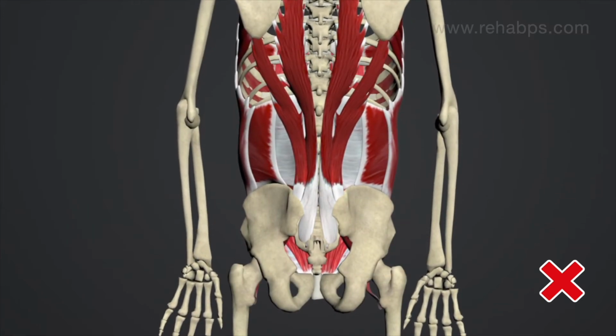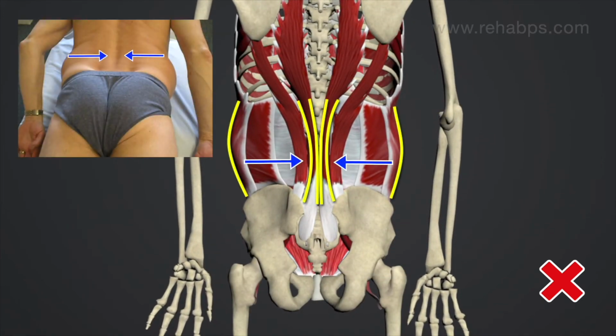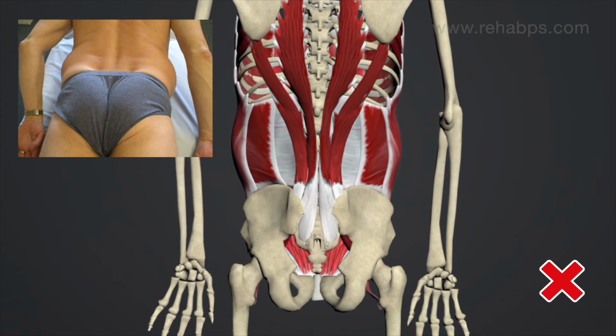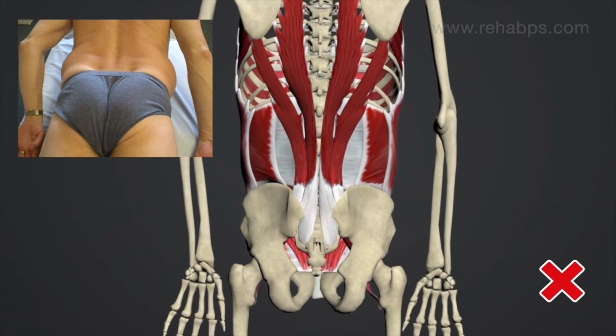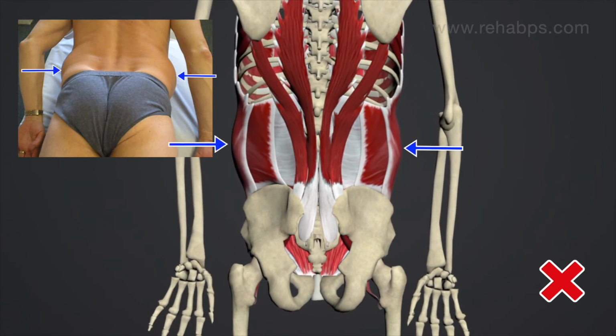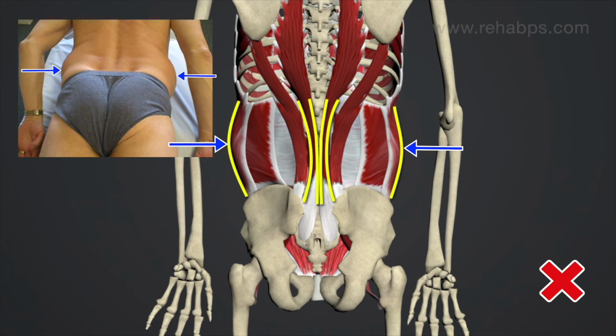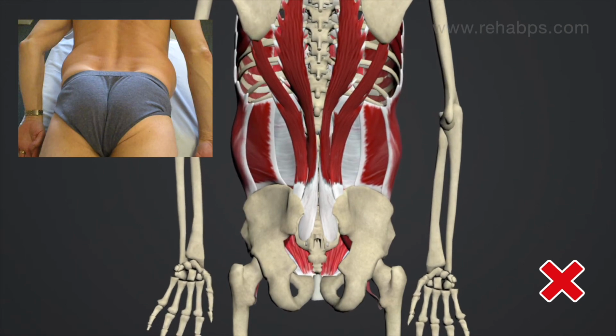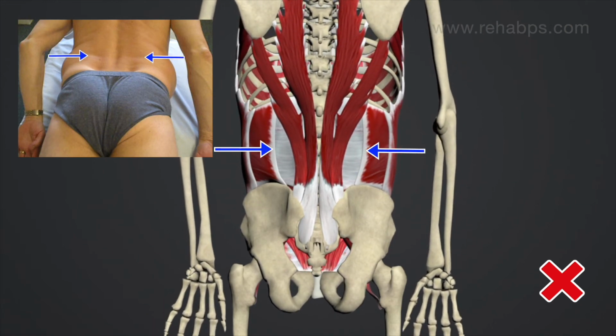The paraspinal lumbar muscles are overactive. The activity of the lateral abdominal muscles is minimal, resulting in the convex bulging of the lower portion of the abdominal wall bilaterally. The area of the transversus abdominis aponeurosis becomes concave.